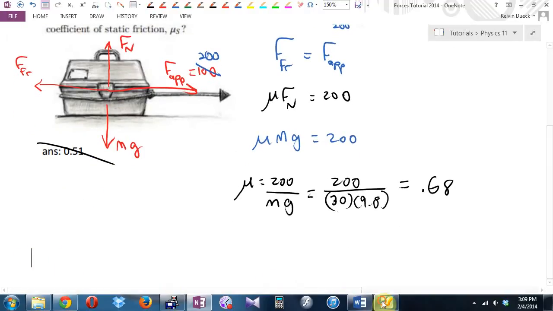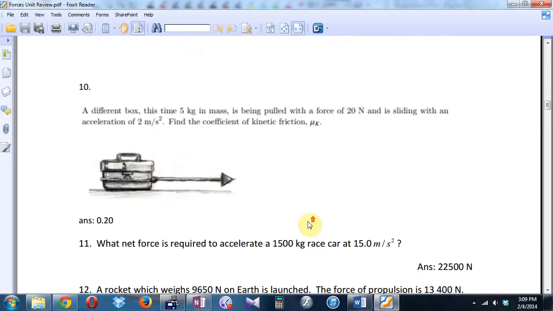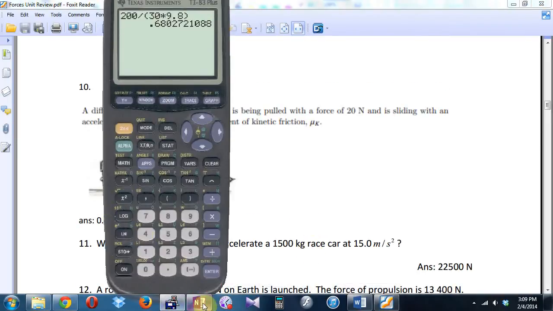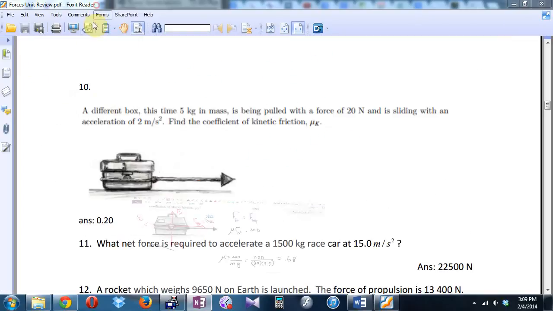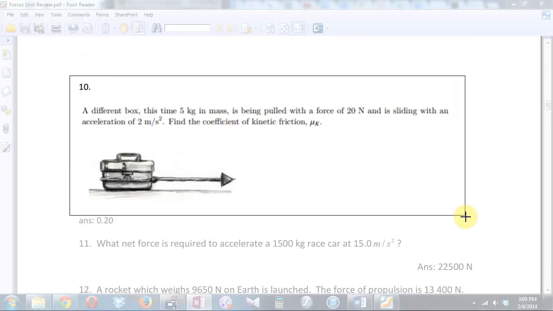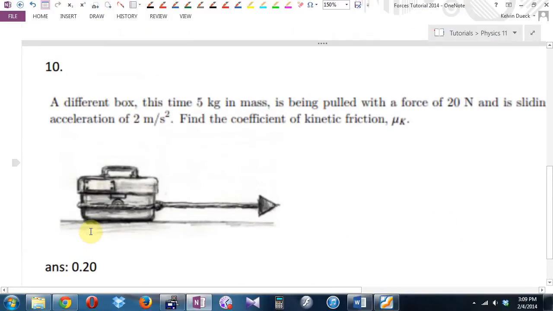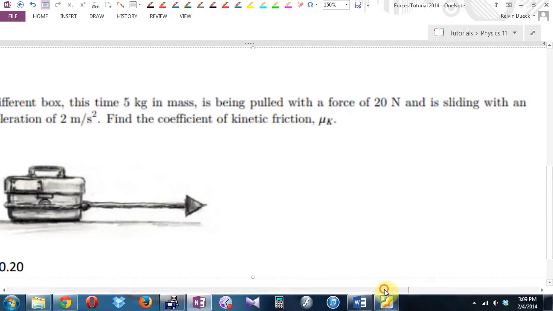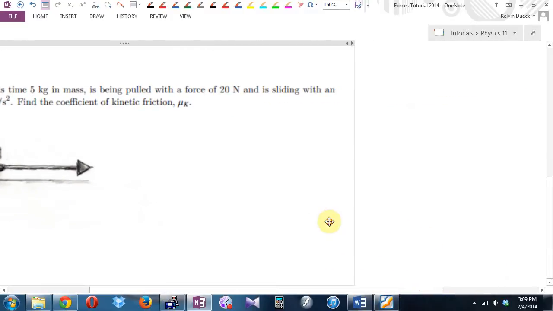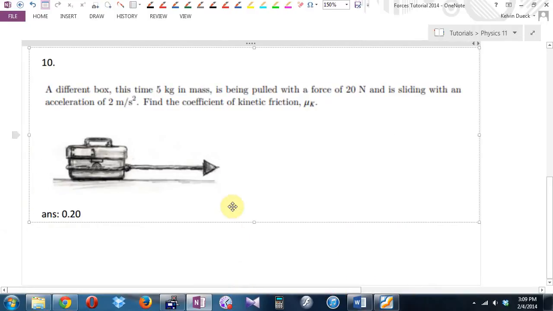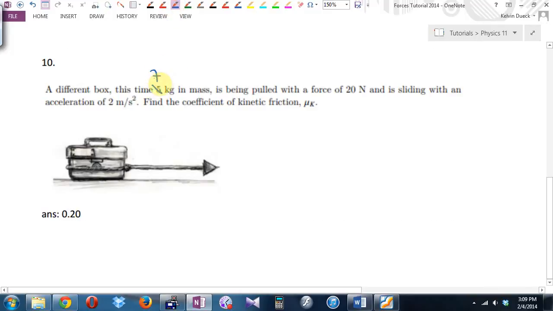Number 10 is very, very similar, except in number 10, hey, we're moving. Did I say I like this question, I like this question, I like this question? Because I should have. Okay. Let's make a new question. How about 7 kilograms? How about 31 newtons? I'm just making up numbers. Oh, how about an acceleration of 1.8 meters per second squared?